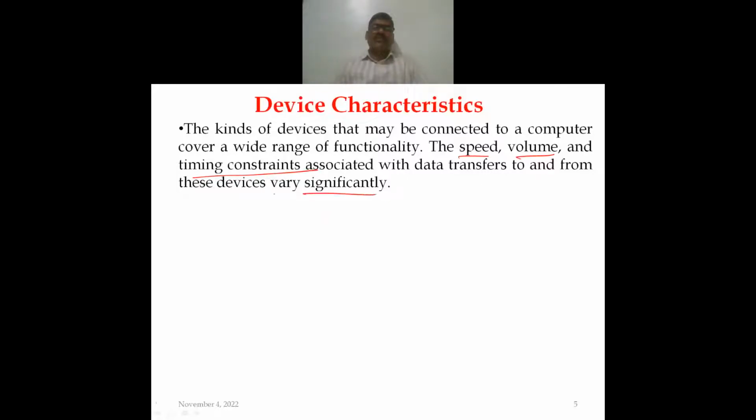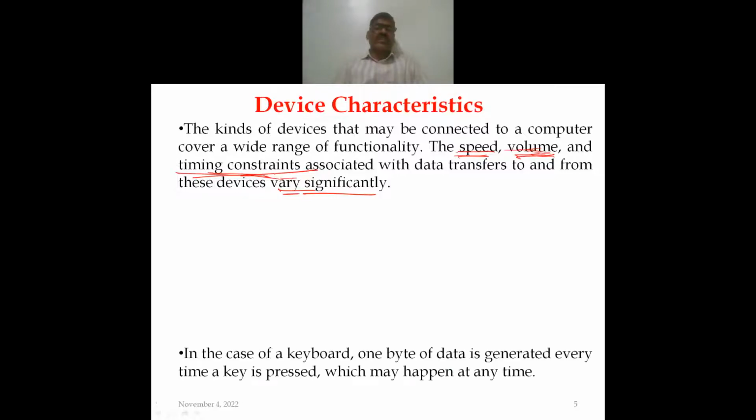So that is the important thing here. Whatever devices we are connecting, the devices will vary in the speed of transmission, the volume of data we are transmitting, and the timing constraints. These are the two important device characteristics we have to consider when we are performing the data transfer.